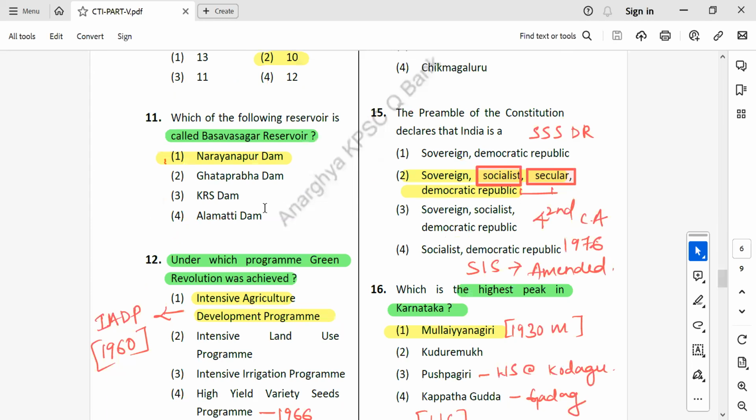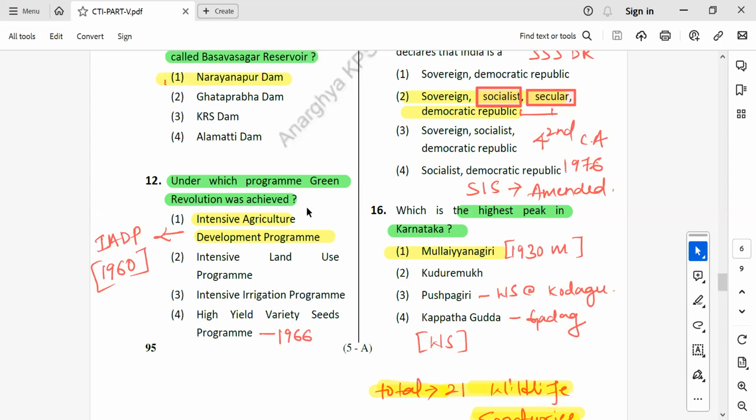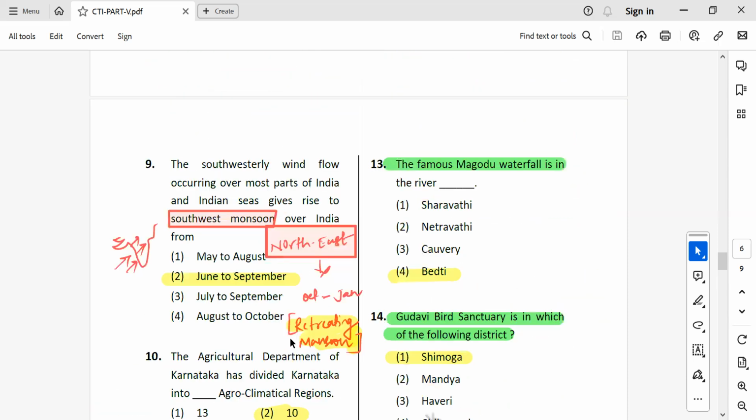So then under which program was the Green Revolution achieved? Very important question, because recently MS Swaminathan passed away. So IADP was established in the year 1960 to promote the Green Revolution in India. And there is one more program, the High Yielding Varieties Programme, to promote high yielding varieties, which was launched in the year 1966. So these two aspects I found very important.